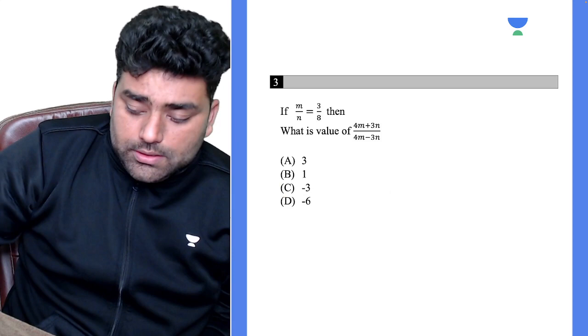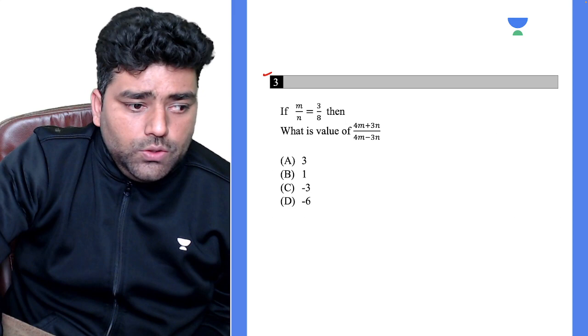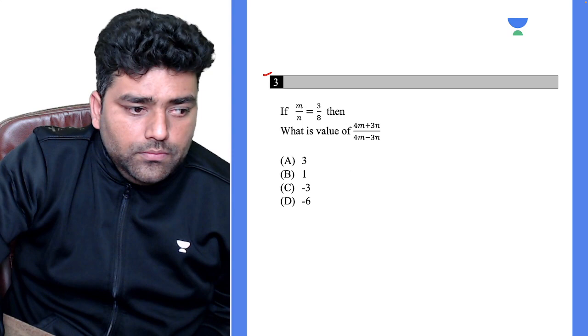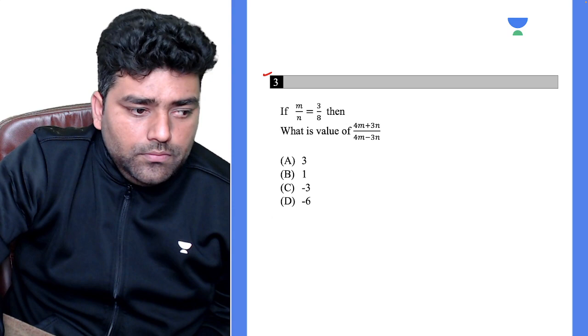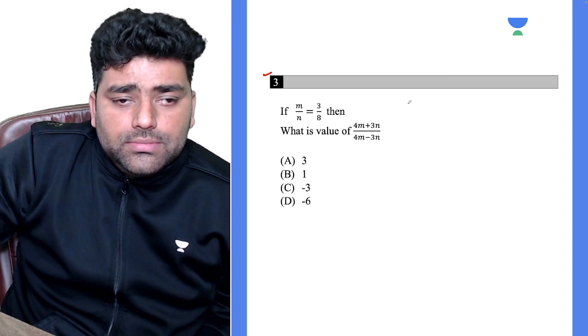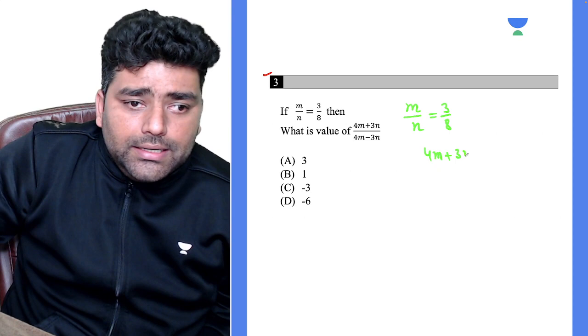Okay, let's try question number 3. Please read the question quickly, 30-40 seconds, and then check how we can do it. Okay, what we are given, this seems a little complicated, right? This is m by n is equal to 3 by 8. And what do we need to find? 4m plus 3n divided by 4m minus 3n.